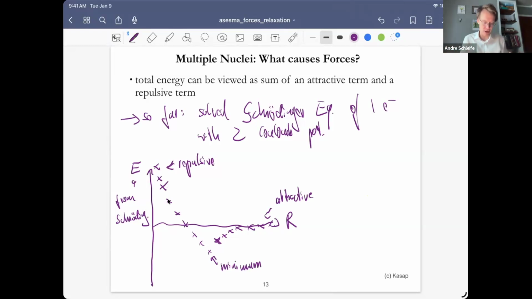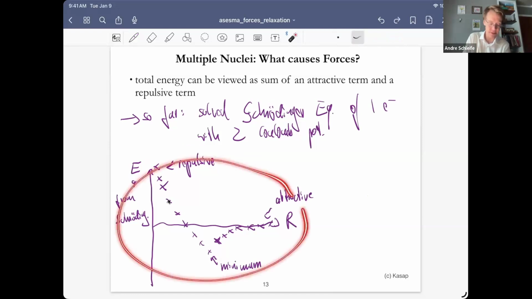Okay. Any questions about this? Because on the next slide, I'm just going to write this down as an equation. We look at some numbers, and then we take this and turn it into forces in the next step. So any questions about what I did here? Anything?